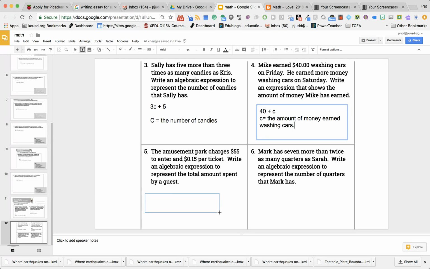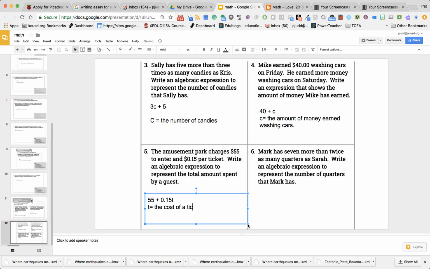The amusement park charges $55 to enter and 15 cents per ticket. They must really like this example because this is like the 4th or 5th one we've had. Write an algebraic expression to represent the total amount of money spent by a guest. Well, this time it's a $55 charge to enter plus 15 cents per ticket. And T represents the cost of a ticket.